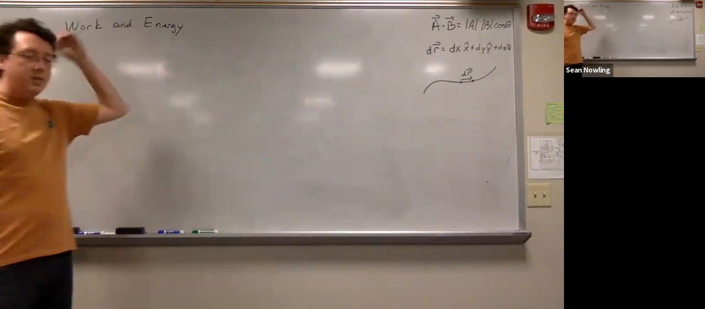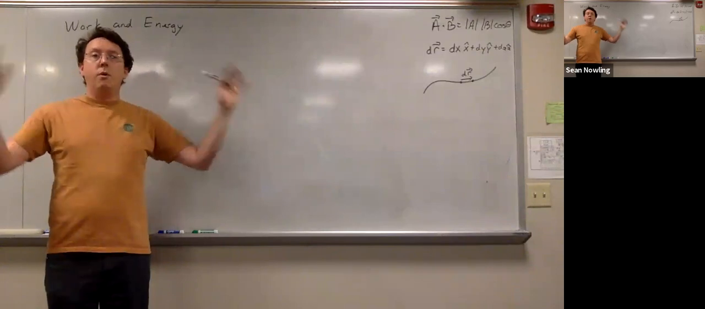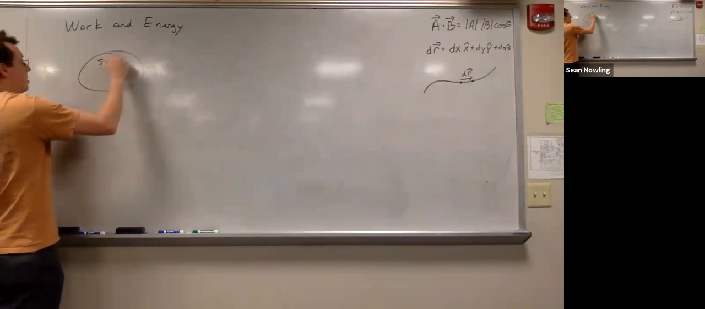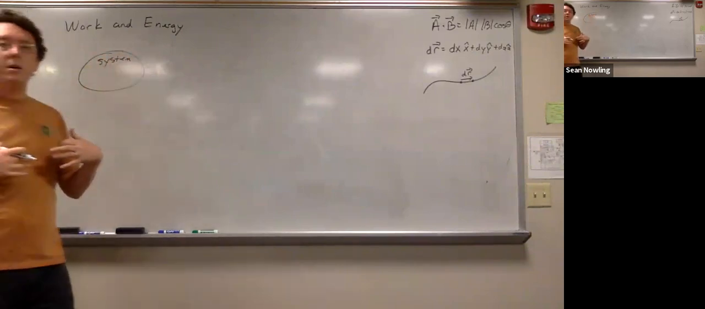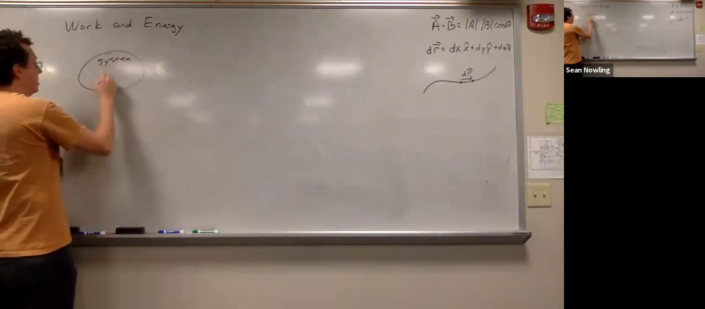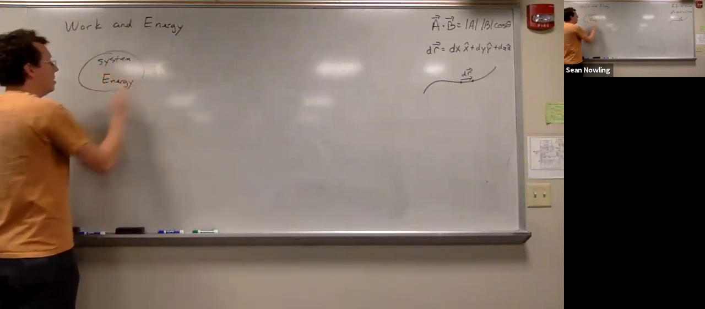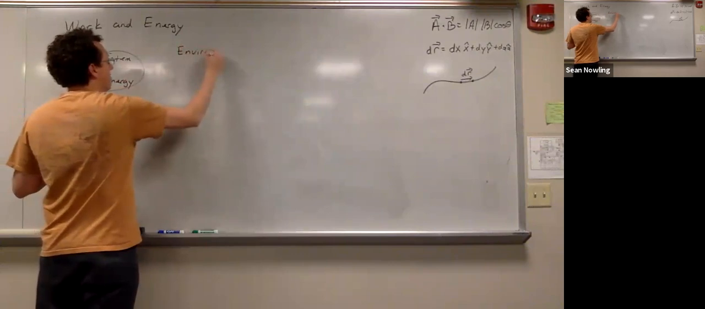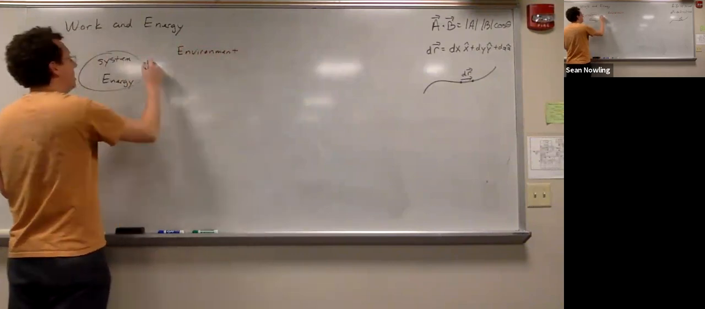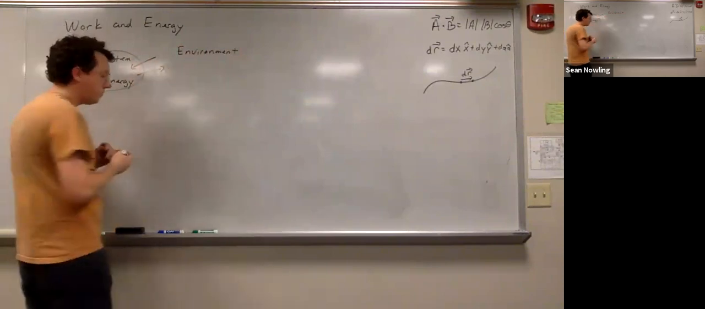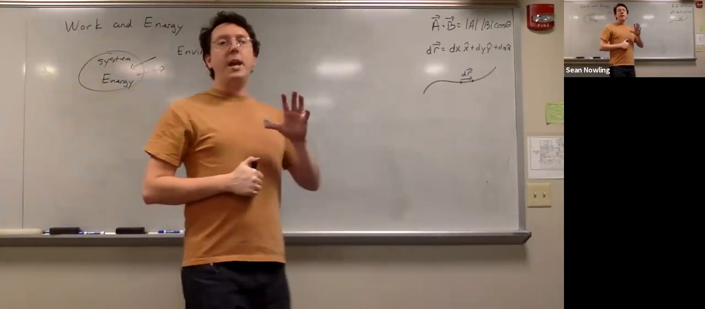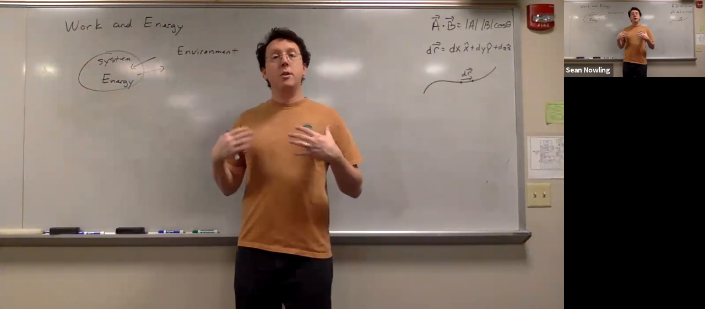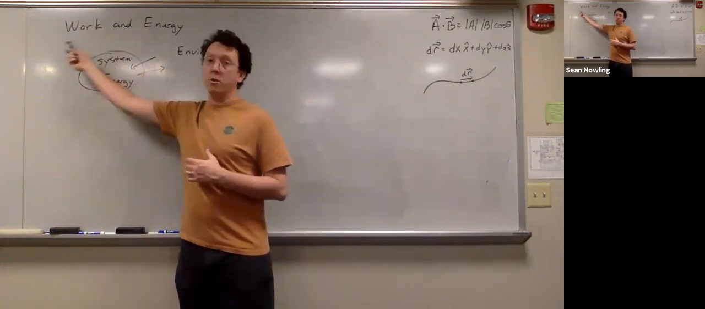Okay, work and energy. So big picture. What we want is to define some sort of a system. There will be a quantity on the inside called energy. And then you'll have the environment. And you'll have interactions between them. When we had momentum, the word we gave for the interactions was impulse. For energy, the word we are going to use for the interactions is work.